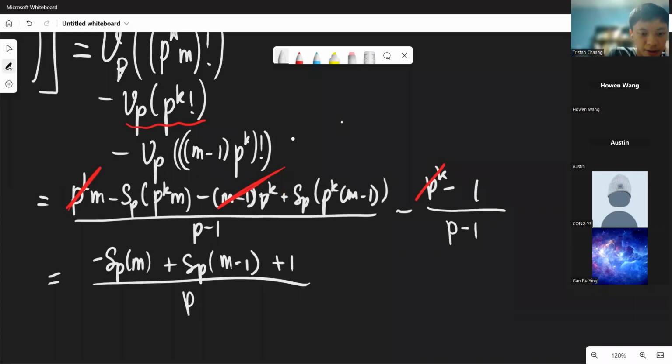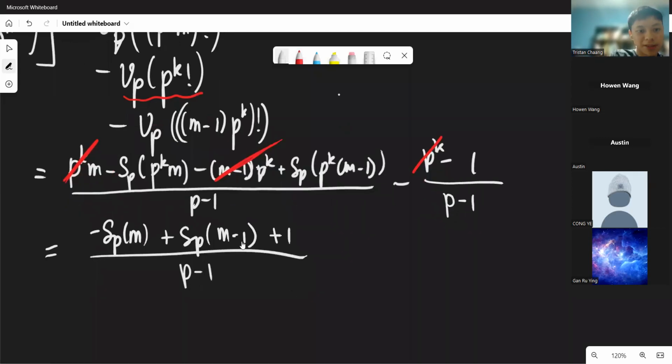P minus 1. Okay, but what is this? What is this sum? So again, think in base p. Remember, m is not a multiple of p, right? So the last digit, the units digit of m in base p, is either 1 to p minus 1.